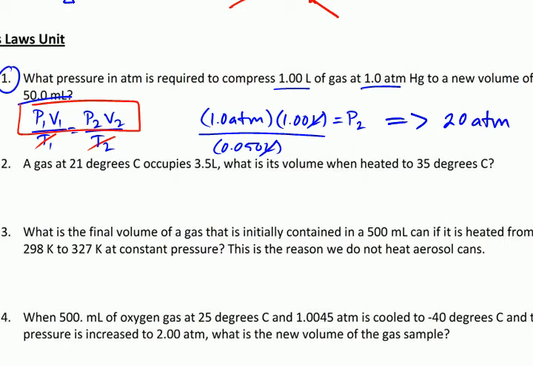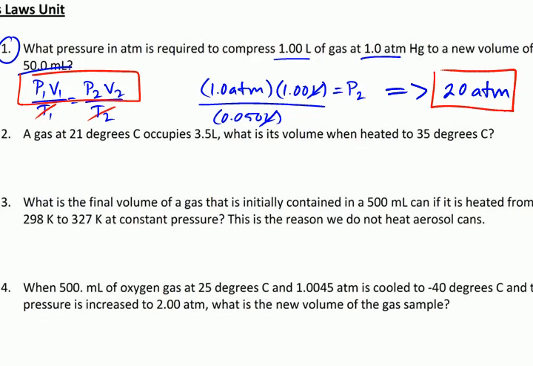And that seems to make sense. You start off with a balloon at 1 liter. It has a volume of 1 liter at 1 atmosphere. You exert a pressure of 20 atmospheres on it. That will bring it down to a mere 50 milliliters in size. So again, our answer is 20 atmospheres.